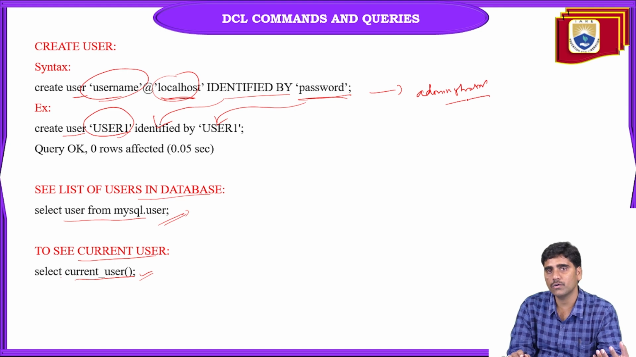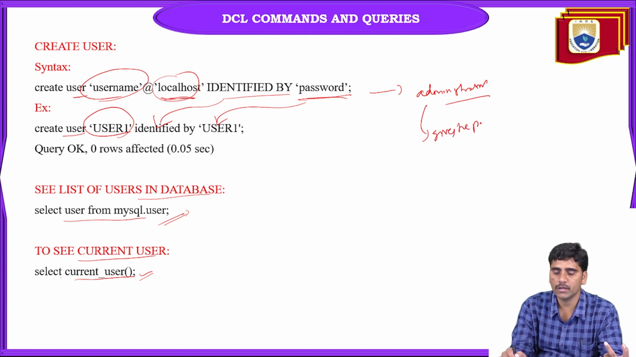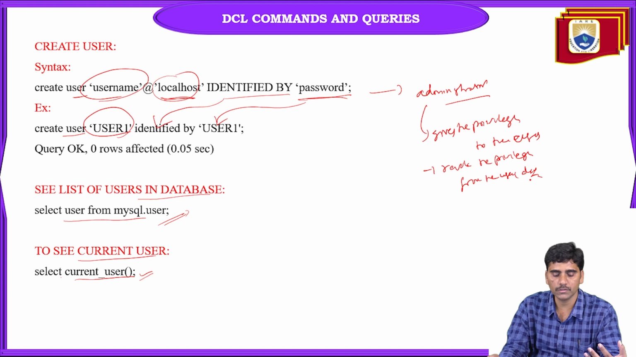Only the administrator has the rights to create users, and he can give the privileges to the user, as well as revoke the privileges from the users also. So this is the way of creating users, seeing the list of users in the database, and seeing the current user.